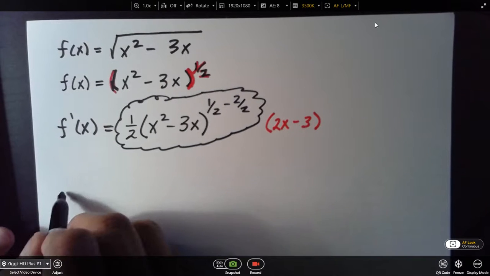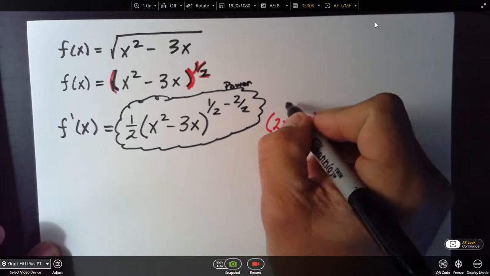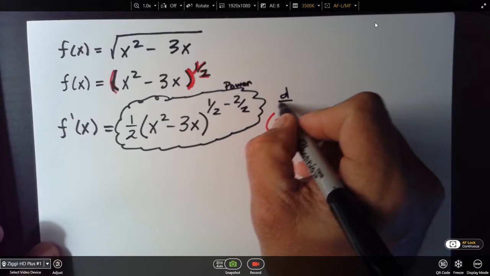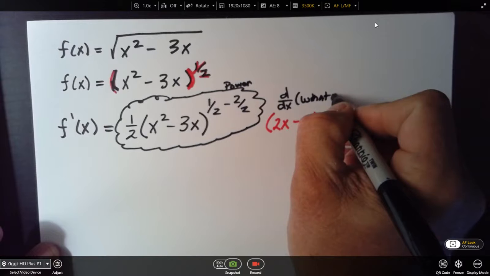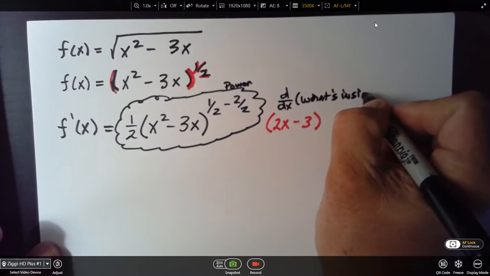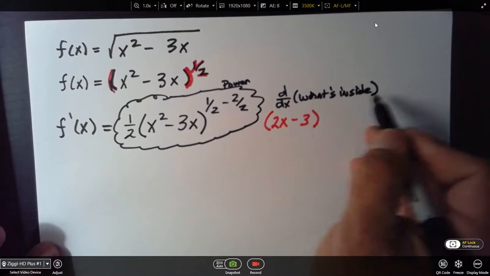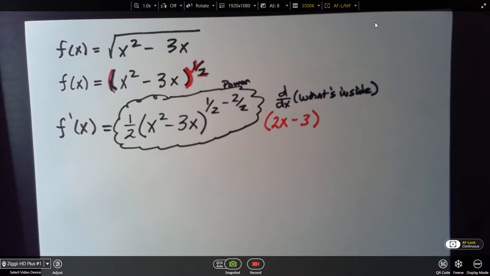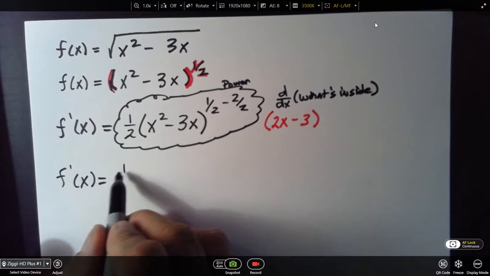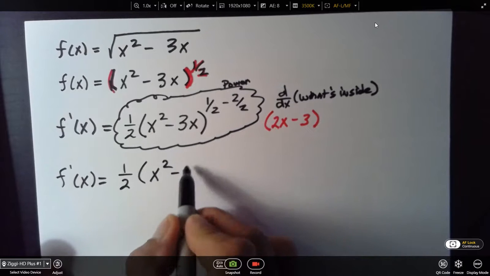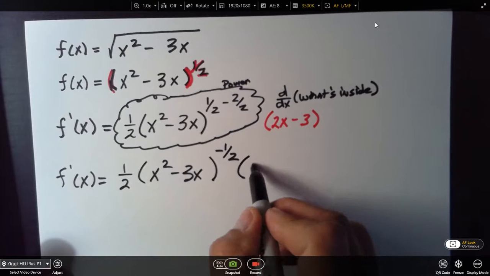So, first part of the chain rule is the power rule, and then you take the derivative of what's inside the parentheses. So power rule plus derivative of what's inside, that's the chain rule. So we have f prime of x is equal to 1/2 times x squared minus 3x to the negative 1/2 times 2x minus 3.